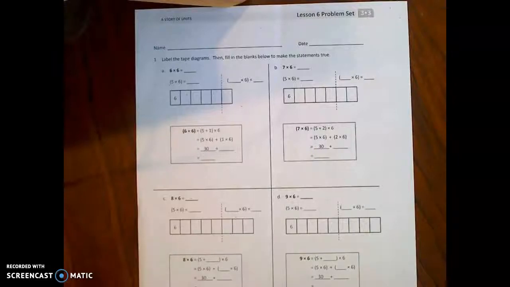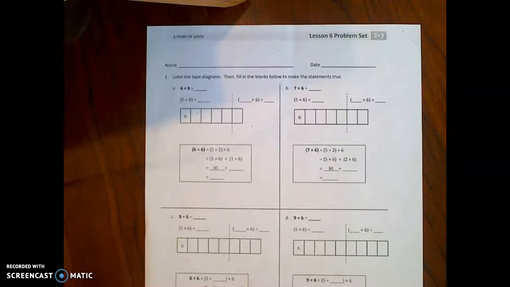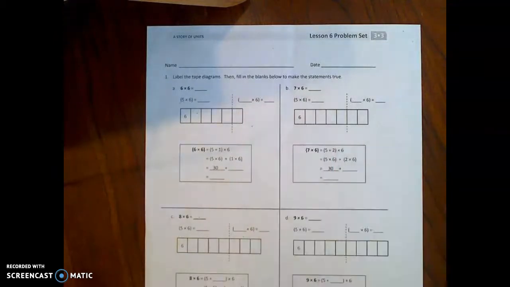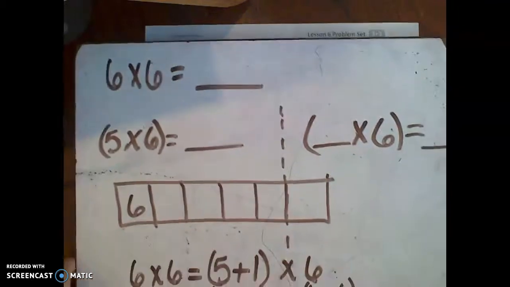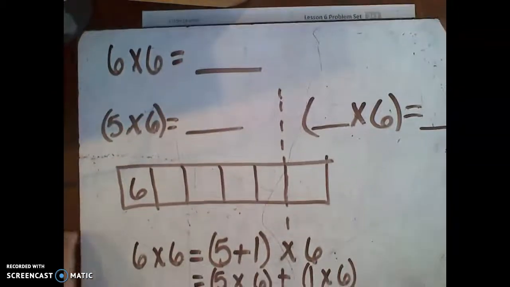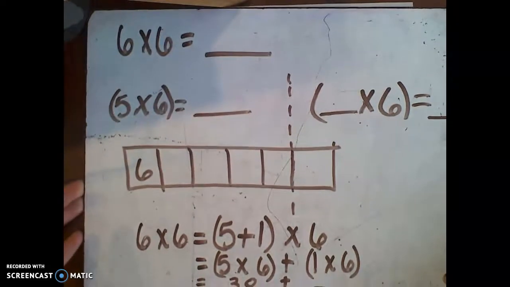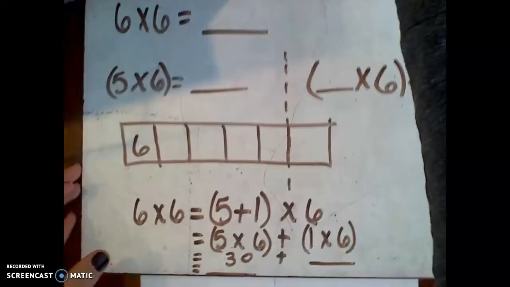All right, time for your problem set. So this is what your problem set looks like today. It looks like a lot more than it really is. So I have taken this one right here and put it on my whiteboard so I can show you exactly how to solve this. Okay, now my whiteboard looks a little bit different than the paper, but ultimately it's the same. Let's get this a little more this way.